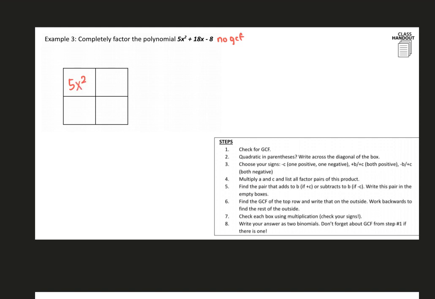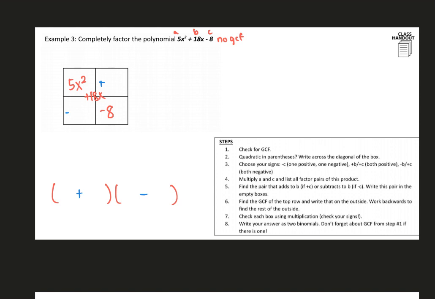So it's going to be 5x squared plus 18x minus 8. Next thing we're going to do is choose our signs for our answer. So we know our answer is going to be two binomials. We have A, B, and C here. Well, we see that C is negative. So if you see that C is negative, automatically know that your signs are going to have to be opposite. One's going to have to be positive, the other has to be negative. That's the only way you're going to be able to multiply to make a negative number.